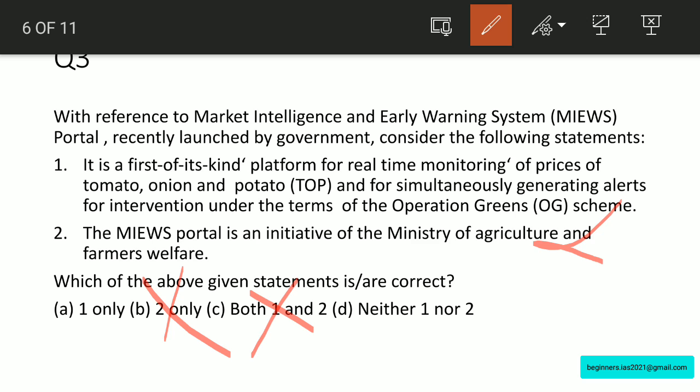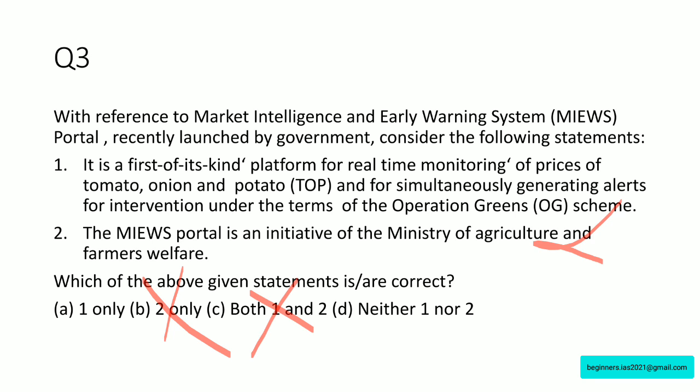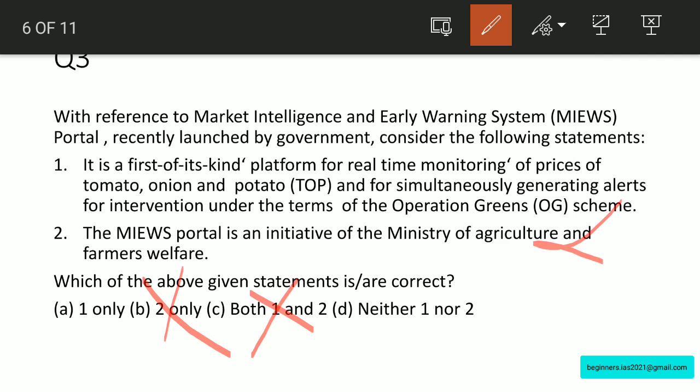The portal also gives the relevant information related to TOP. TOP is nothing but tomato, onion and potato crops, such as price, arrivals and areas, yield and protection, imports and export, crop calendars, crop agronomy, etc. So therefore, statement number one is right. So the answer would be A, 1 only.